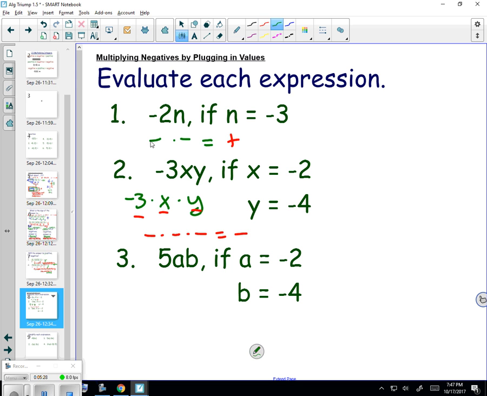Let's look at the last one. I have 5, which is positive, times a times b. If I tell you a is a negative number and b is a negative number, and we know that 5 is positive, we're multiplying. We have 2 negatives. 2 is even, so the answer would be positive.